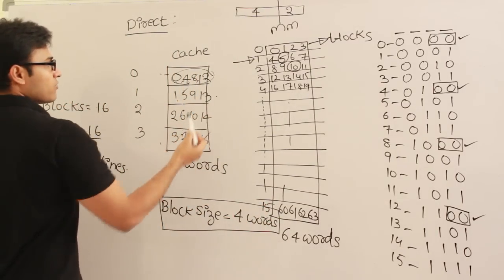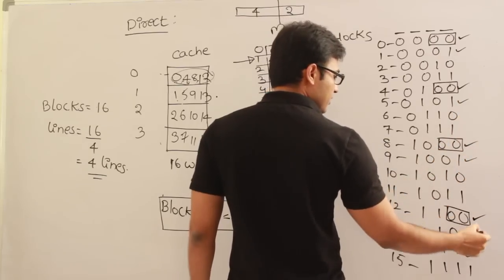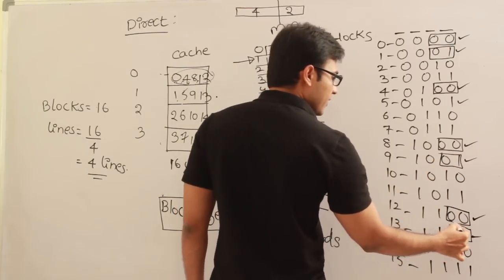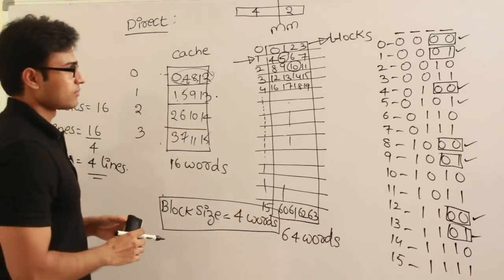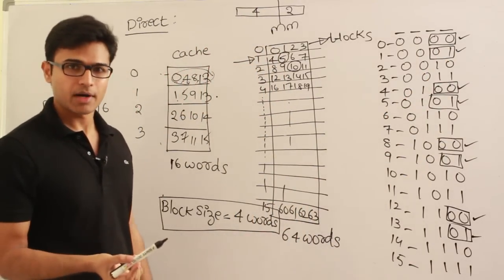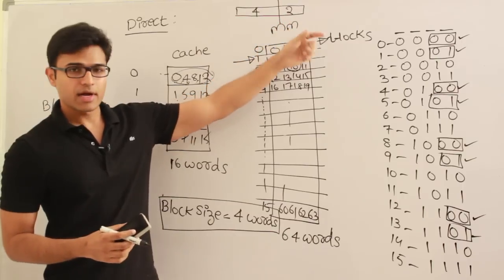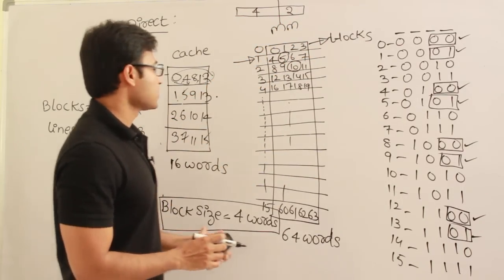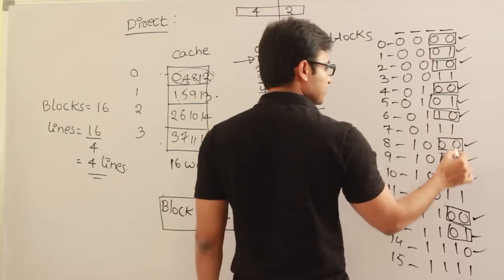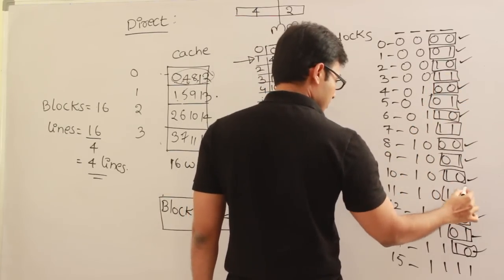Similarly, you can observe even this 1, 5, 9, 13, right? If you observe 1, 5, 9, 13, their two least significant bits are going to be 01, isn't it? That is why they are getting into line number 1, right? And no other blocks will have the least two significant bits as 01 in the block number part. I'm not talking about the entire address, only the block number part. And similarly, 2, 6, 10, 14, they are also going to have the same thing, isn't it? And similarly, 3, 7, 11, 15, right?